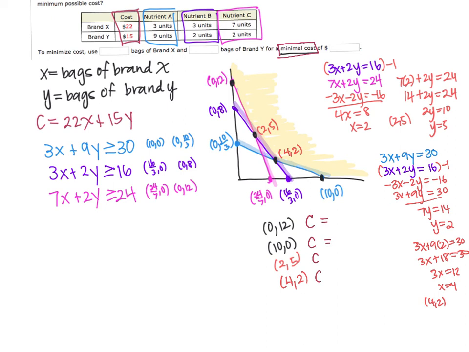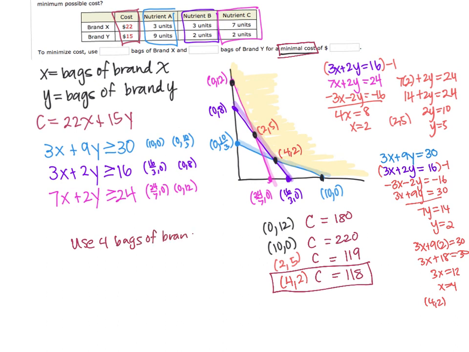Okay, so use your calculator and calculate the cost for each of those. After calculating the cost at each of those points, this one is the lowest, which makes it the minimum. So now I'm going to answer the question. So what am I trying to use? Use 4 bags of brand X and 2 bags of brand Y for a minimal cost of 118.